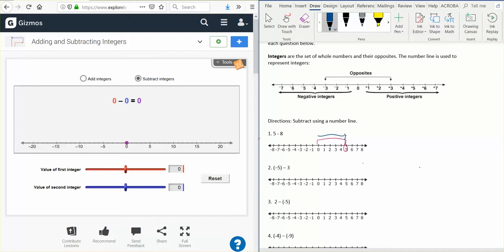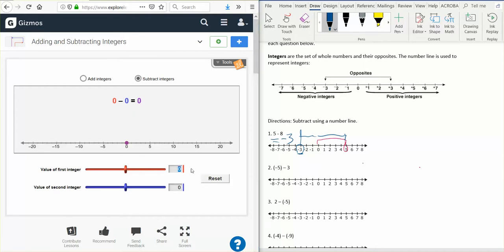There's 5 units, and now I need 1, 2, 3 more. So 1, 2, 3 more units, and then I would end up right here. That is the number -3. So according to my number line, I would get -3 when I take 5 minus 8. Let's check it using the gizmo.